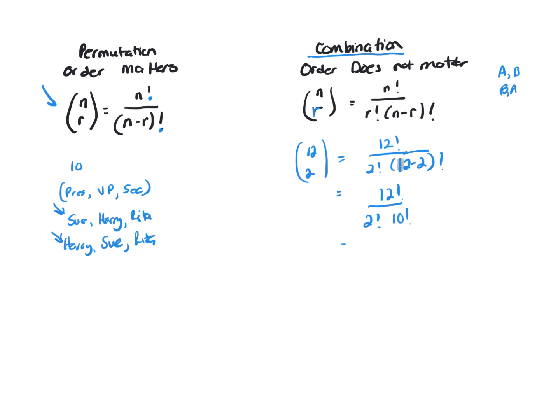Now watch what I do here. I'm going to expand the numerator. That's 12 times 11 times 10 factorial. I'm going to stop right there at 10 factorial. I'm not going to write it all down because then I can cancel the 10 factorial in the bottom. So those cancel. And 2 factorial is just 2 times 1, which is 2. 2 will go into 12 6 times. 6 times 11 is 66. That's your answer.